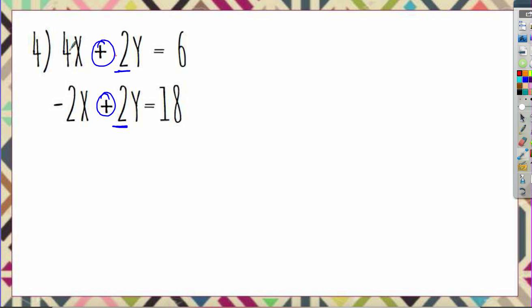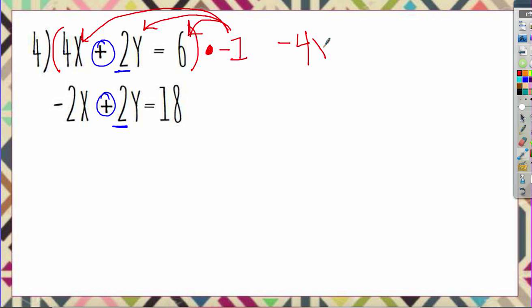Well, I can't just do that to y. If I choose to do that, I need to do that to the entire equation to maintain equivalence. I have to make sure I distribute this negative 1 to all 3 terms in the top equation. So it's going to change this to a totally new equivalent equation. I will now have a negative 4x, a negative 2y, and it's going to equal a negative 6. So I'm going to use my new equation for the top one, and I'm going to keep my bottom one the same.